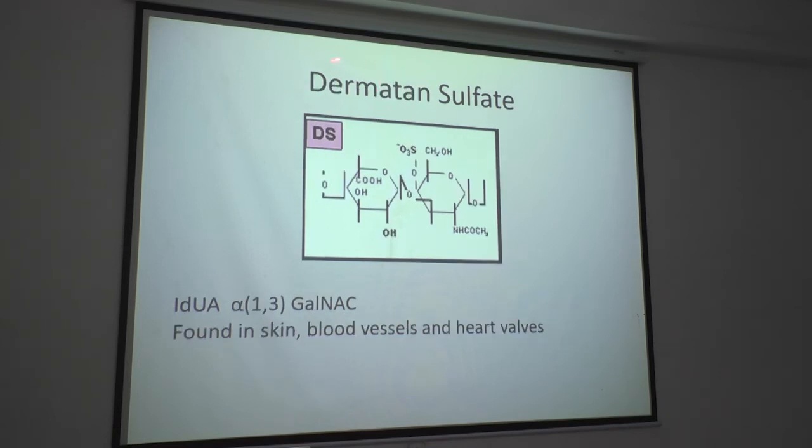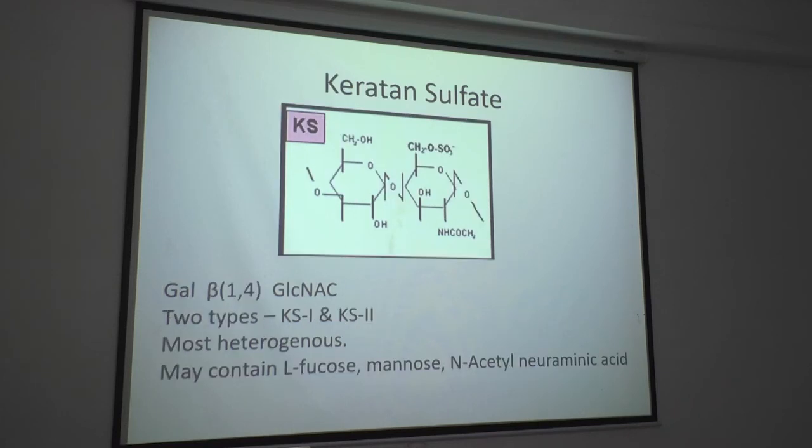Now, what are some names with GAGs? Skin, blood vessels, involved, etc. Iduronic acid and galvan. Iduronic acid is what? Gluconic acid, C5 epimer. Iduronic acid. Keratan sulfate, galactose plus N-acetylglucosamine. Linkage beta 1.